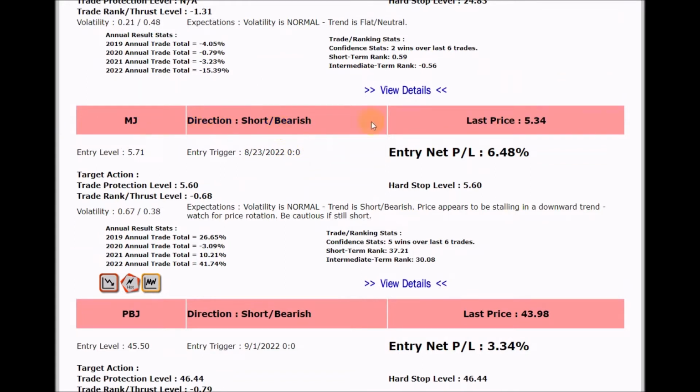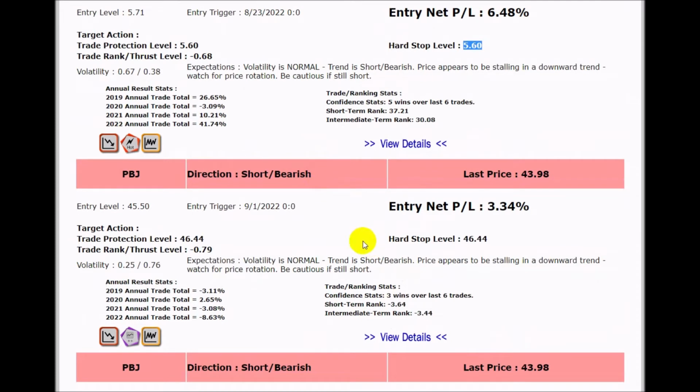Here's MJ. Moving lower. We've got 6.48% on it. We've got a stop just below our entry price. So we're locking in profits. We haven't hit our target yet. May hit the target today.